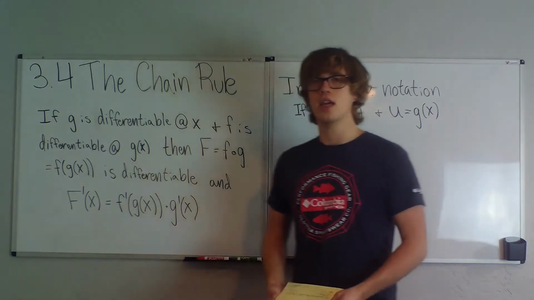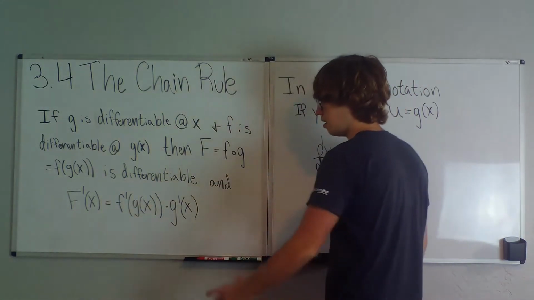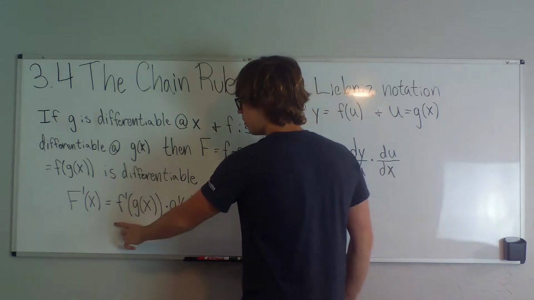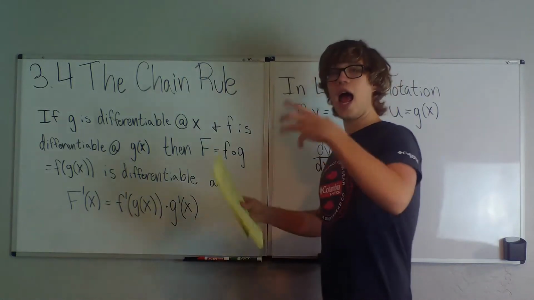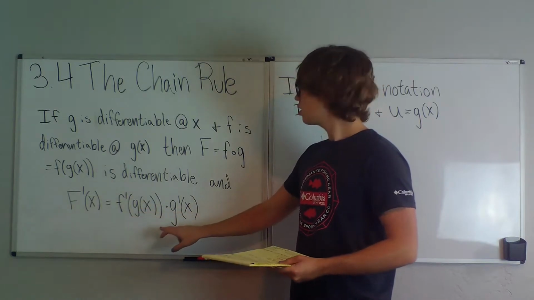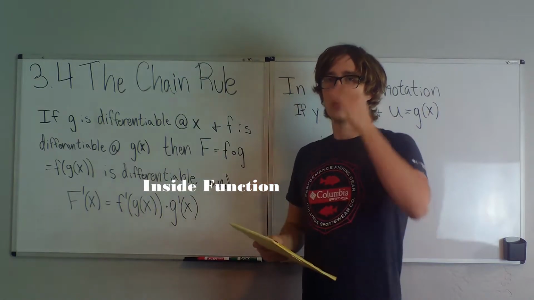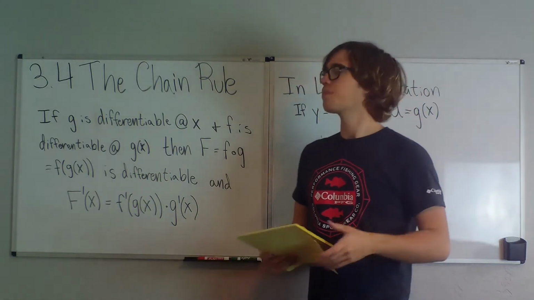So what is that saying? It's saying that the derivative of our composition function is equal to the derivative of our outside function, with the inside function still inside, times the derivative of our inside function. So that is our chain rule.